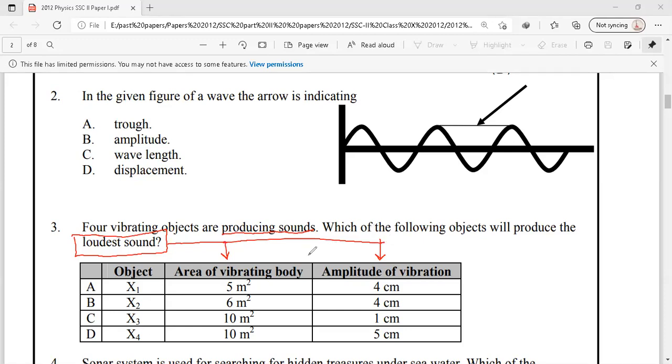So a greater area of the vibrating body with the greatest amplitude will produce the loudest sound. Among these four options, the option that has the maximum area and the maximum amplitude of vibration will produce the loudest sound. So for this question, the X4 has the area of 10 meters square and the amplitude of the vibration is 5. So the correct answer for this question will be option D.